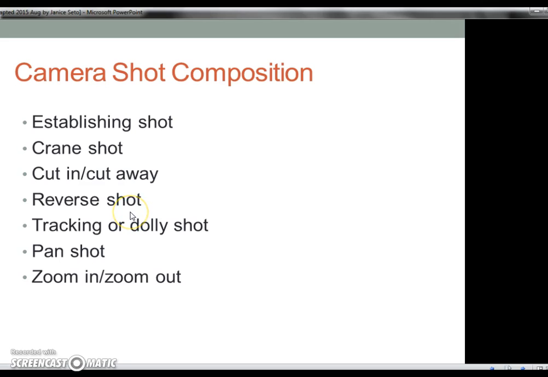you saw between Kim Novak and James Stewart in Vertigo. And then there's the tracking shot in Dolly, and I believe I showed you a couple of films where you have running taking place, and then the pan shot, and then zoom in, zoom out. Let me see if I can find something that's good. Hold on a second, I think I can.